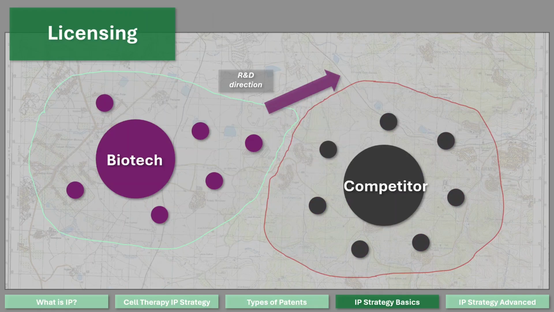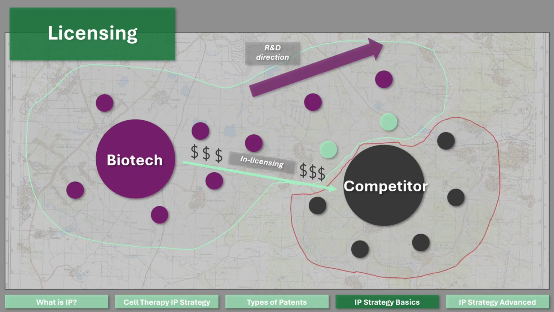As is typical within the biotechnology industry, our biotech will run into roadblocks in the form of blocking patents. What happens when we do not have the ability to overcome these restrictions through in-house R&D? In these cases, licensing is the main path to acquiring freedom to operate.